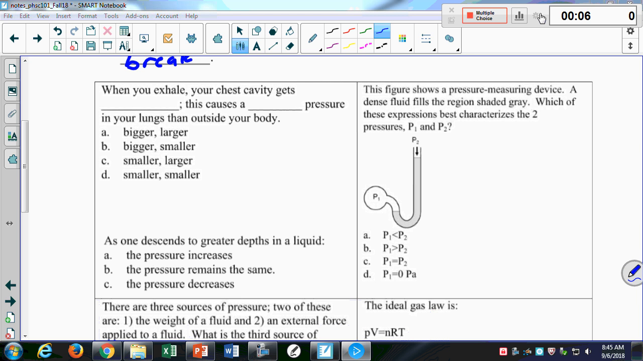When you exhale, your chest gets wet. And this causes a wet pressure when you exhale. You can use your lungs as a prop if you want. It's not cheap. I'm not going to say at the exam. Okay. No lungs.